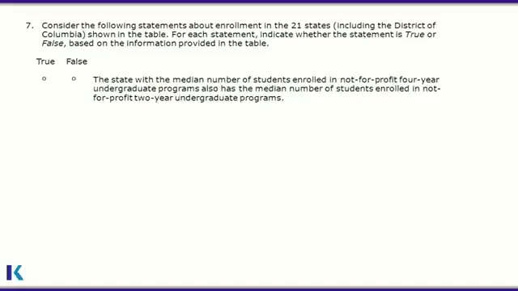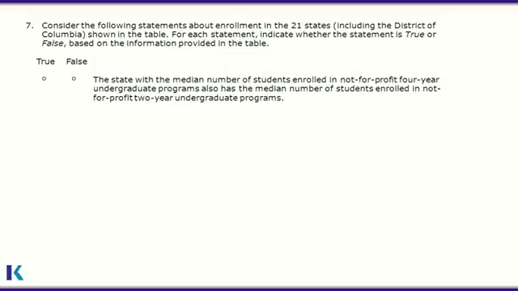Last statement. Here, you're asked again to compare two pieces of information. By now, you should be zeroing in on the keywords in the statement that'll tell you how to sort the table. In this case, you're looking for the not-for-profit 4-year undergraduate column and the not-for-profit 2-year undergraduate column. And notice the keyword, median, which appears twice. You need to sort two columns and compare the median numbers.